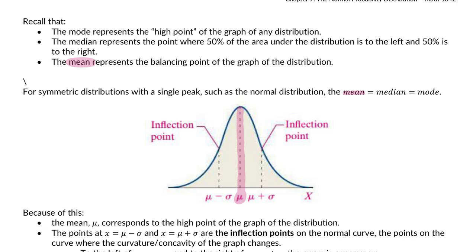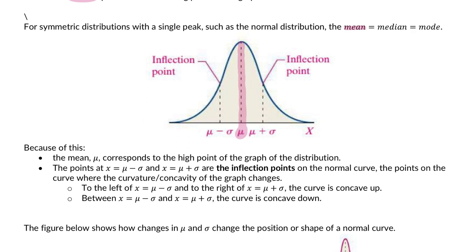Because of this, the mean, again, we're highlighting pink for the mean, corresponds to the high point of the graph of the distribution. The points where x is equal to, I'm using orange for this, by the way, mu minus sigma and mu plus sigma, so one standard deviation above and below, are called the inflection points. So we have these inflection points where we take one step by the standard deviation away, both directions.